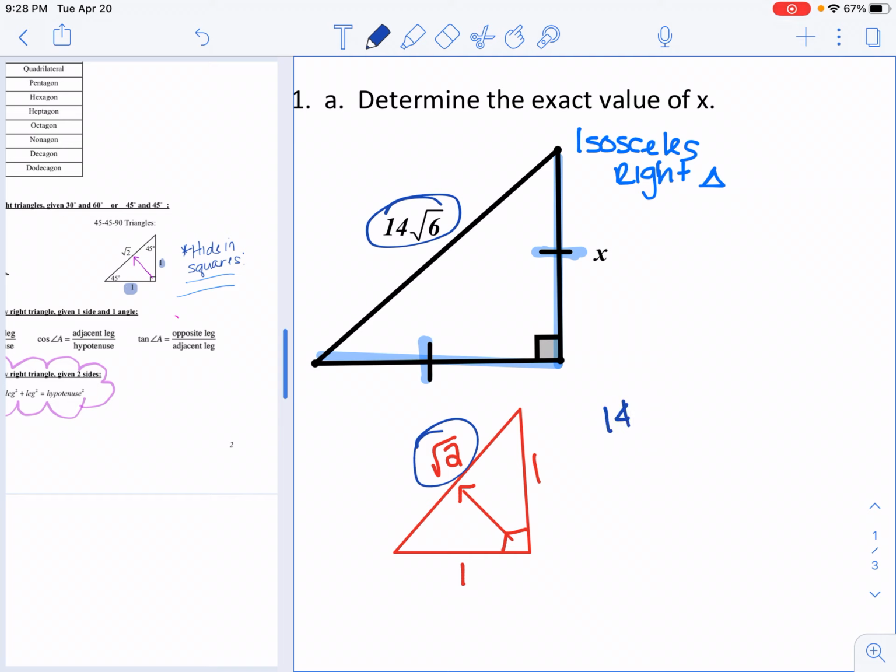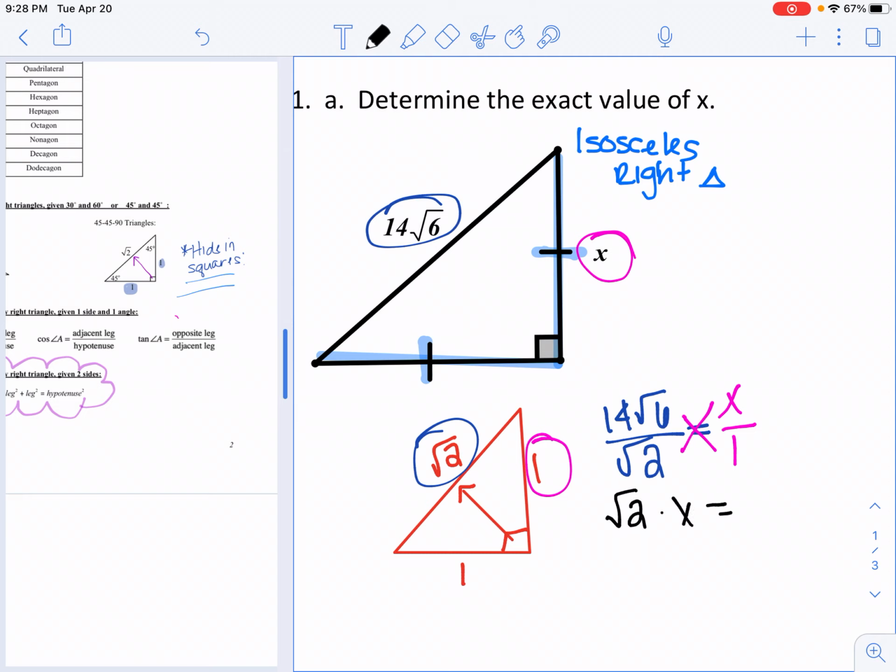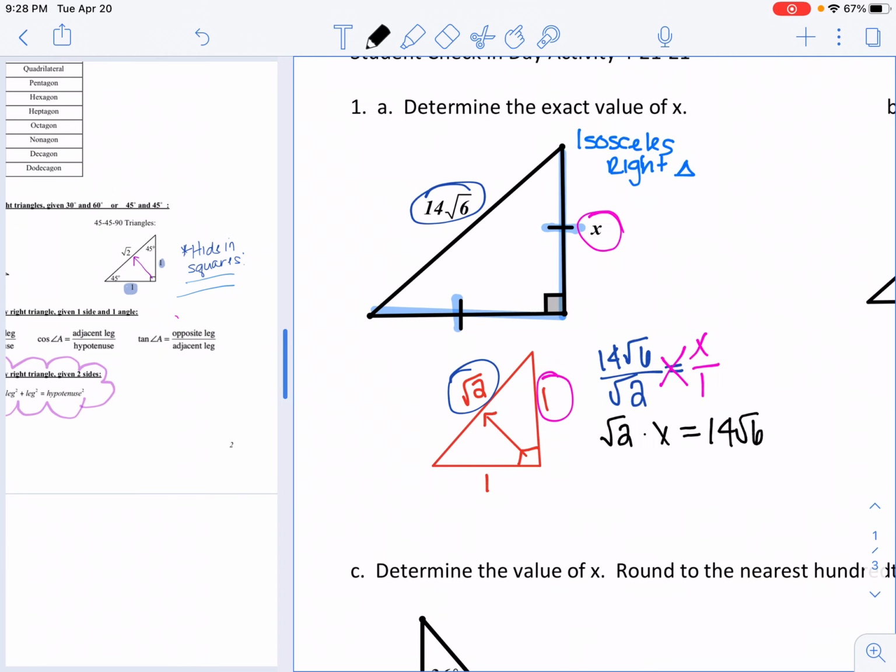So I'm going to do 14 root 6 over square root of 2. And that's going to equal the unknown leg, which is x, which corresponds to 1, so x over 1. You have to cross multiply to solve. So I'm going to get root 2 times x equals 14 square root 6. Now our goal is to get our x value by itself. You're going to divide by root 2 on both sides.